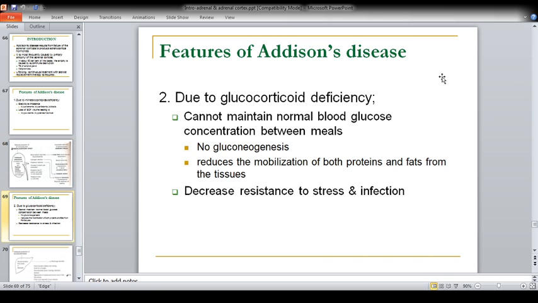So if there is decreased glucocorticoid production, that is decreased production of cortisol, what would happen? The patient would not be able to maintain normal blood glucose concentration between meals. So hypoglycemia would occur during starvation periods. So what happens is, we take our breakfast at about 8 a.m. Then we take our lunch at about 2 p.m. and dinner at 8 p.m.